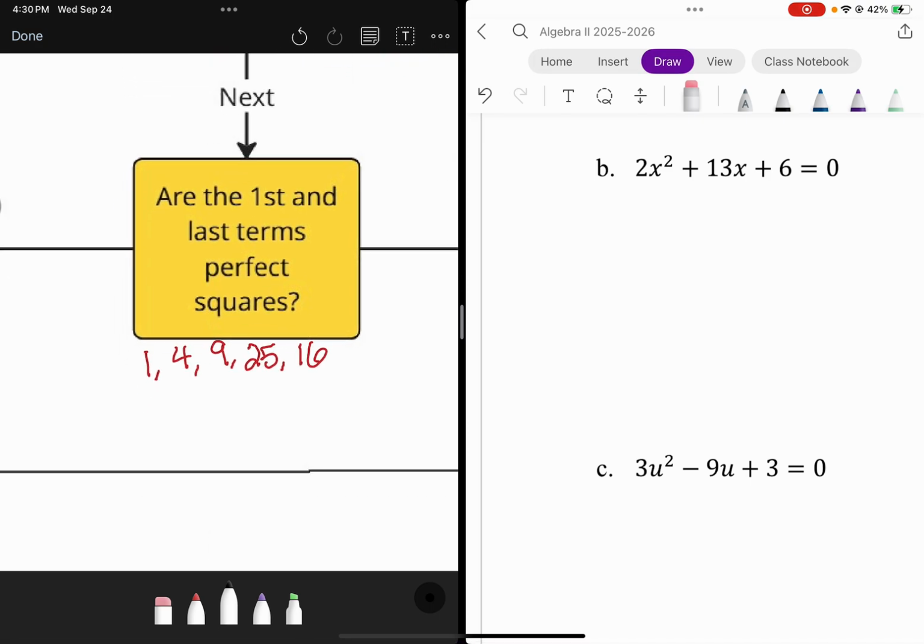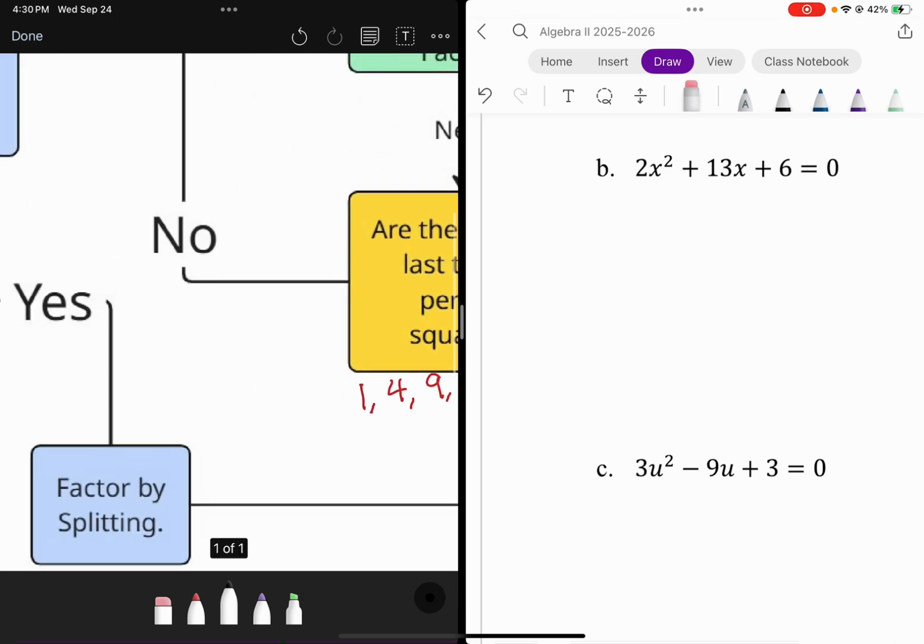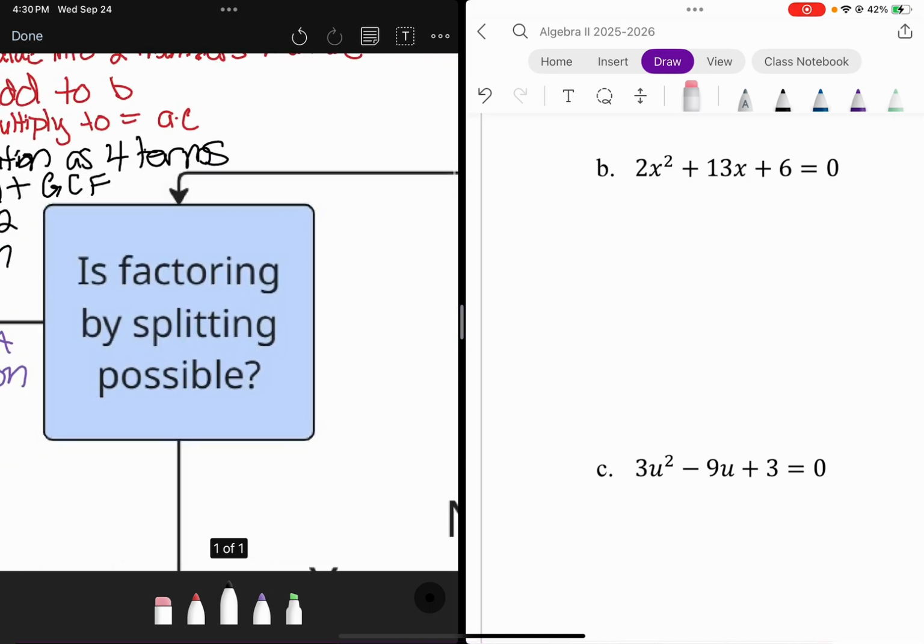The next part's asking, are the first and the last terms perfect squares? In this one, 2x squared is not a perfect square because 2 is not a square number. 1 is, and then 4 is. Those are the smallest perfect squares we have, so we cannot use that perfect square. So we're going to follow the no arrow.